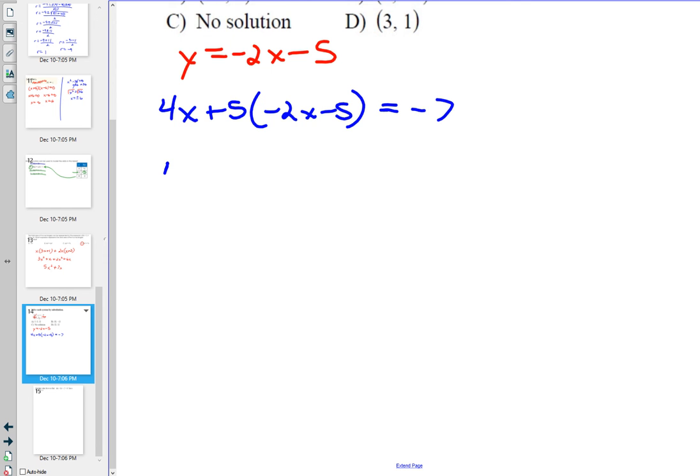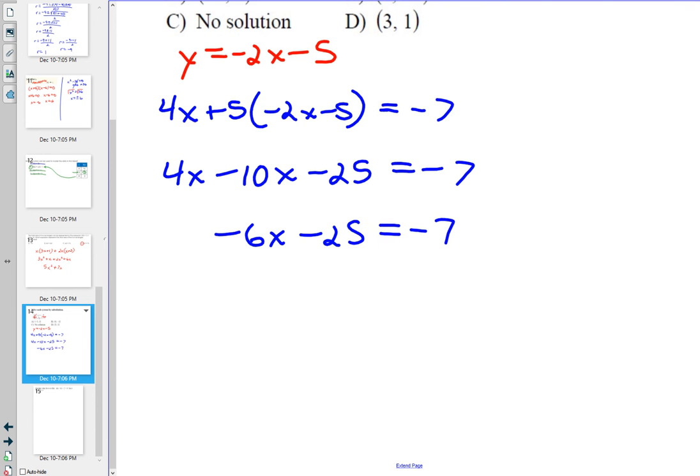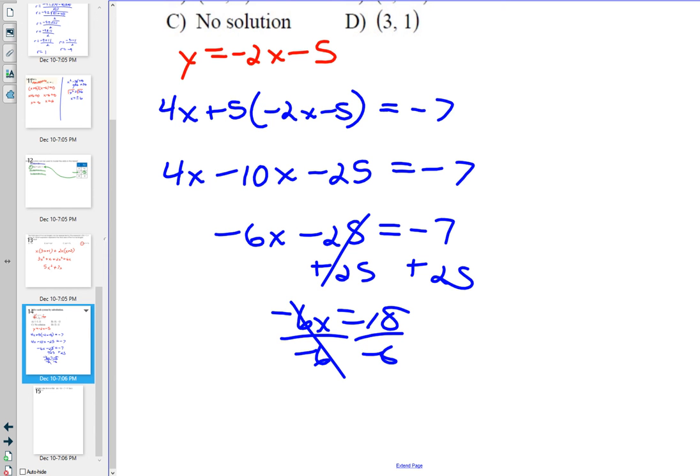So distribute: 4x minus 10x minus 25 is equal to negative 7. Negative 6x minus 25 is equal to negative 7. Next step, Lana. Good, add 25. Negative 6x is equal to 18. Divided by negative 6. That gives you a negative 3.